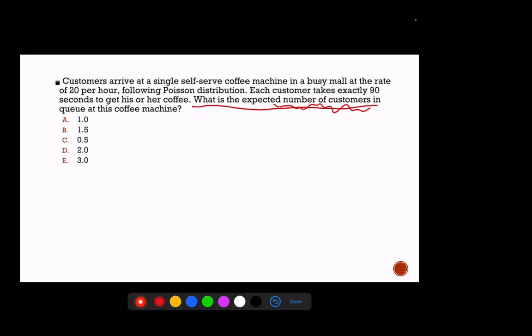So what does the number of customers in queue mean? It means the number of customers in the waiting line. How can we calculate it? We use this formula: it equals lambda squared divided by mu times mu minus lambda. So what is the value for lambda? Here, it's 20, right? But what is the value for mu? It's not 90 seconds. Actually, it's 40. So how do we get 40?